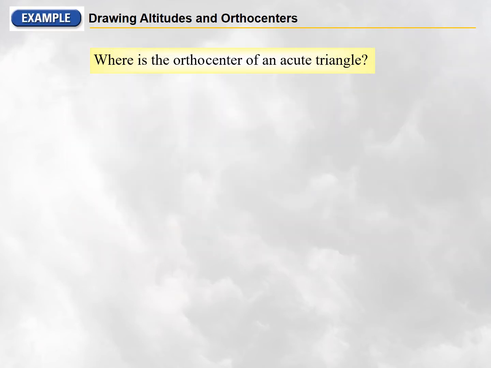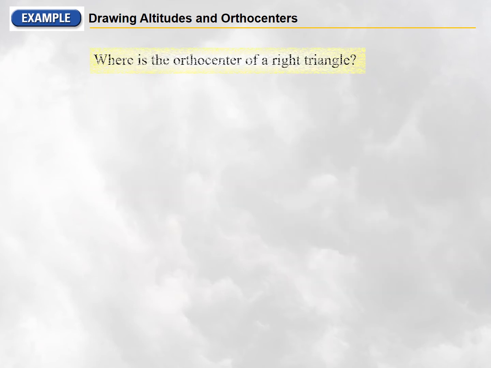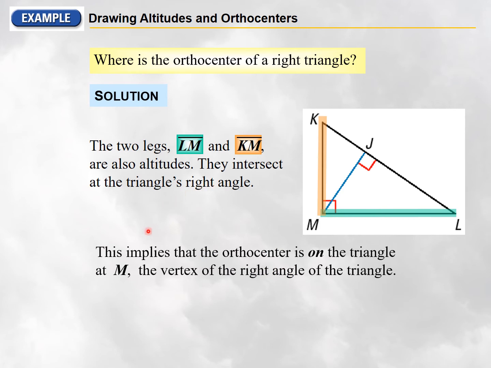Now let's check where the orthocenter of an acute triangle is. Let's draw an example. The altitude from C, this altitude, and this altitude intersect at G. So the 3 altitudes intersect at G, a point inside. Where is the orthocenter of a right triangle? The 2 legs, segment LM and segment KM, are also altitudes. They intersect at the triangle's right angle. So the orthocenter is on the triangle at M, the vertex of the right angle of the triangle.